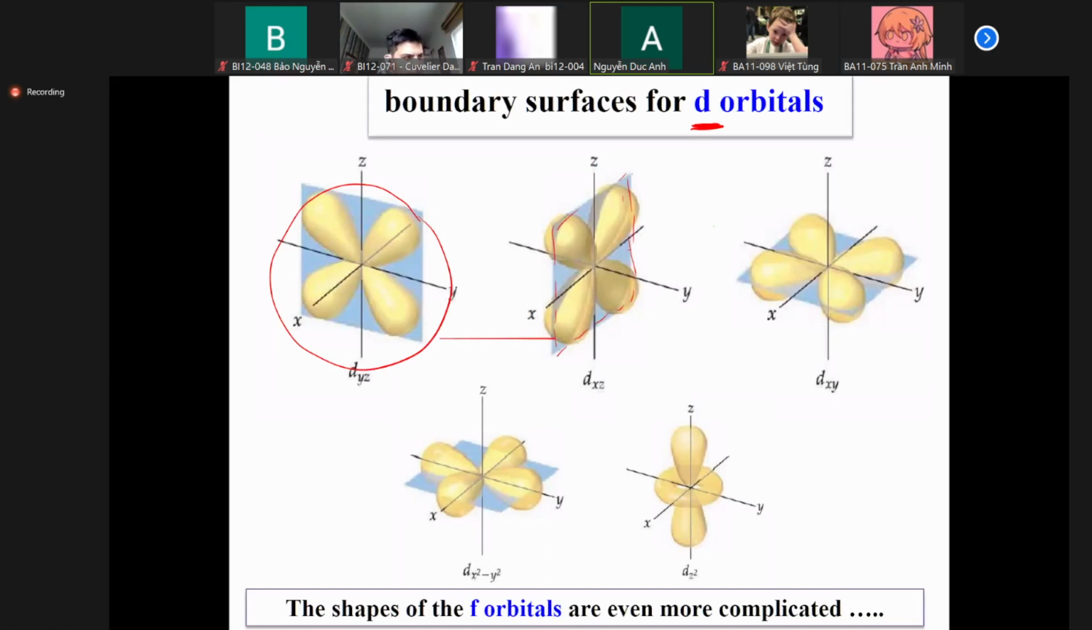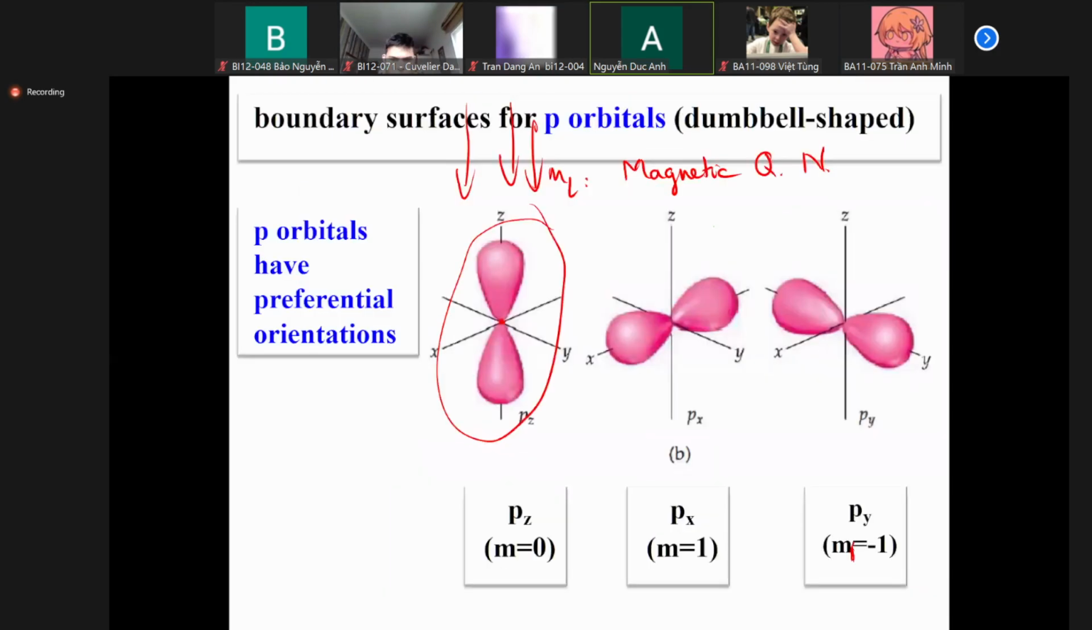And ML is what I explained to David: the magnetic orientation, the orientation of the orbitals, is designated by their own magnetism. So I hope you understand that.